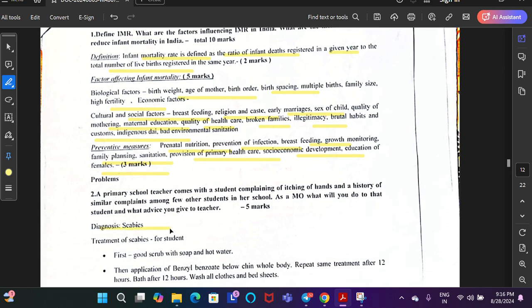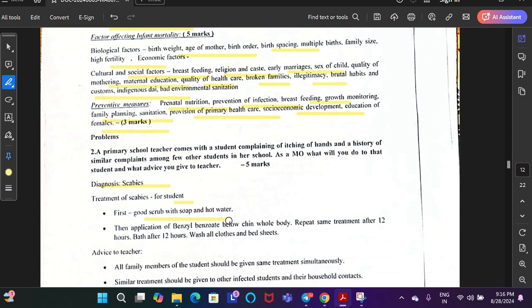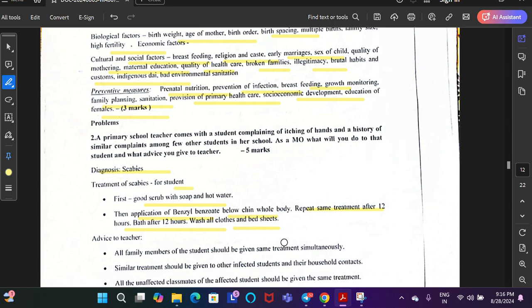It is a diagnosis of scabies. Treatment of scabies for the student: first, a good scrub with soap and hot water. Application of benzyl benzoate below the chin, whole body. Repeat the same treatment after 12 hours. Bath after 12 hours. Wash all clothes and bed sheets.